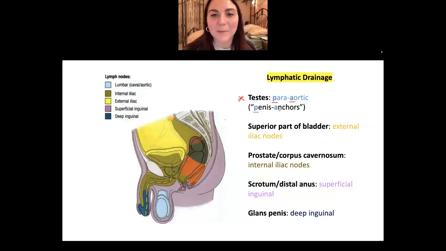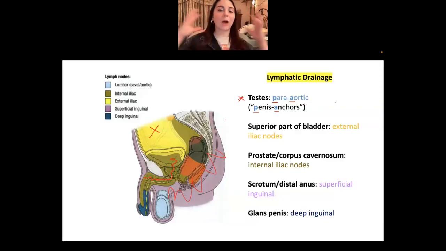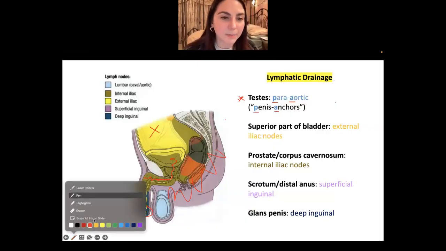And how people would remember this is you can think of para-aortic as your penis anchors. The testes are the penis anchors. Use that if you like. Then other parts too. The superior part of the bladder is going to be your external iliac nodes up here. What drains your prostate and your corpus cavernosum, which is all this brownish color, is going to be your internal iliacs. Your scrotum and your distal anus, so everything on the outside, very superficial, is your superficial inguinal. And then the glans penis, at the very tip, is going to be the deep inguinal.